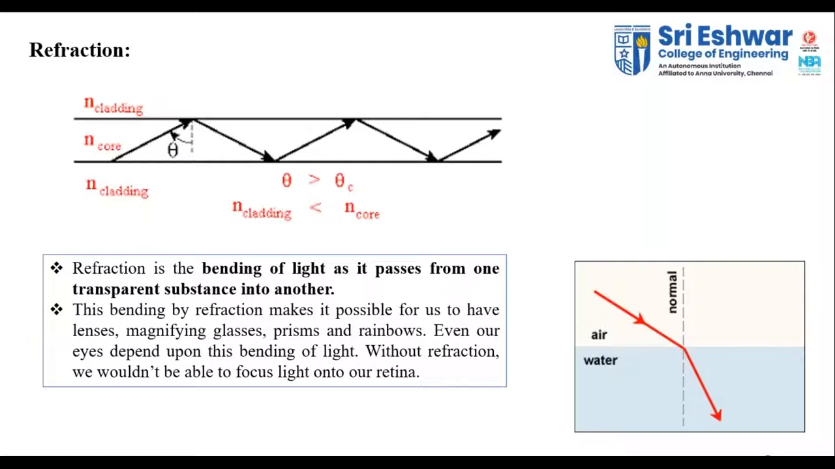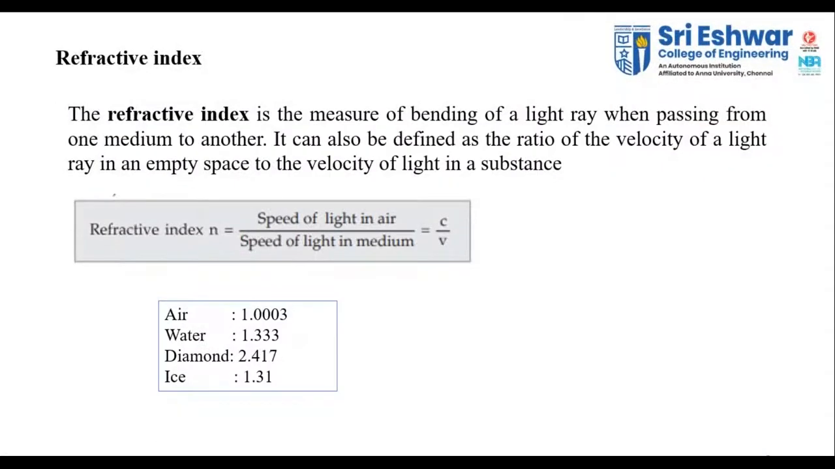Any doubt in this basic structure of optical fiber cable, reflection and refraction? Then refractive index, that is the important one: N is equal to C by V. C is the speed of light in air, and V is the speed in the medium. It may be water, diamond or some other medium.